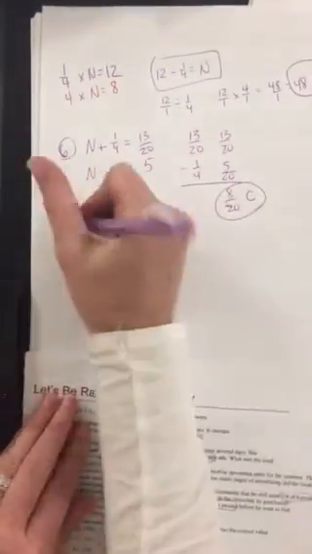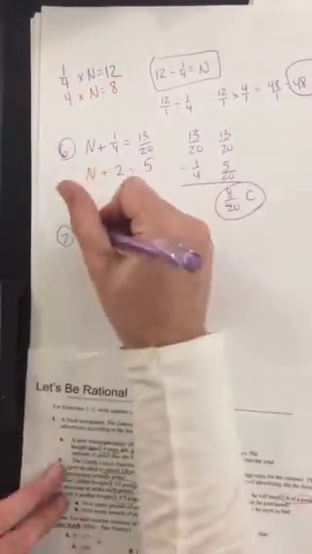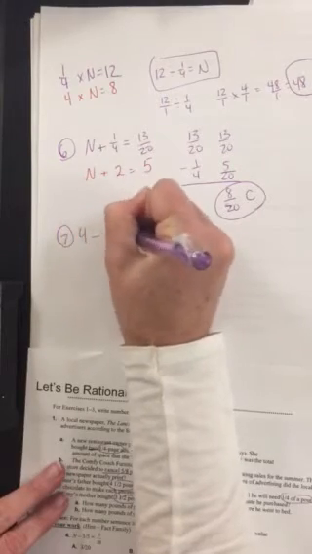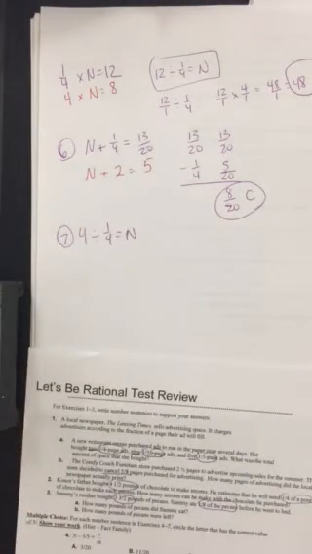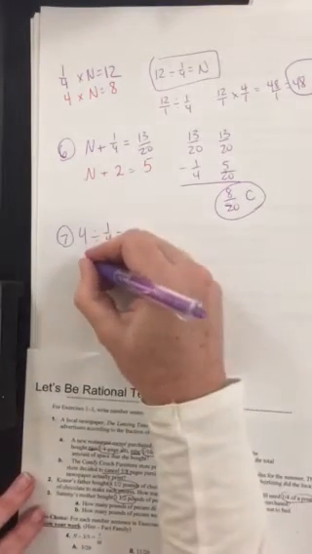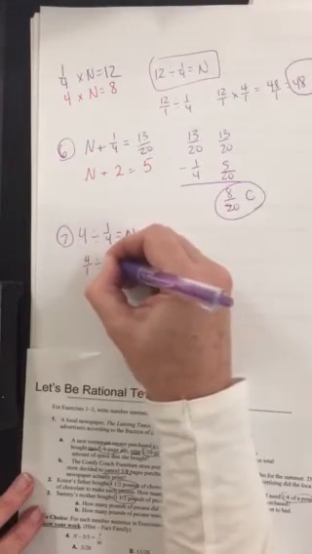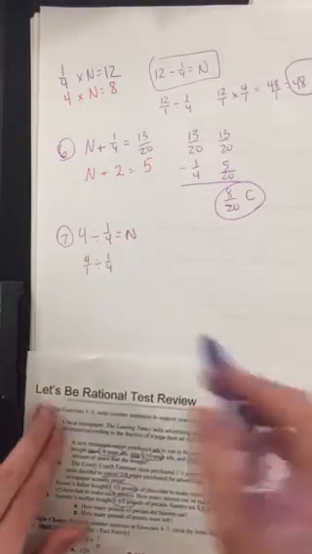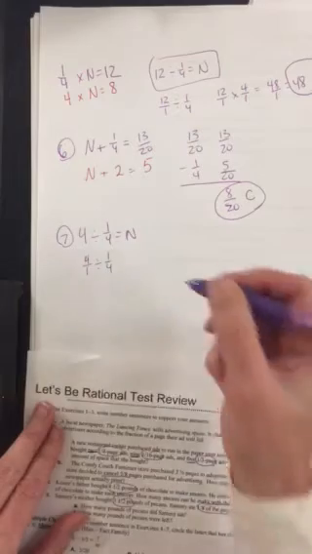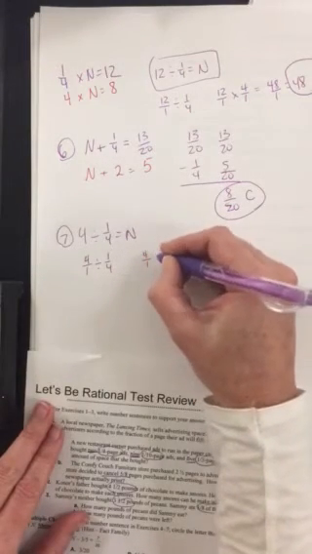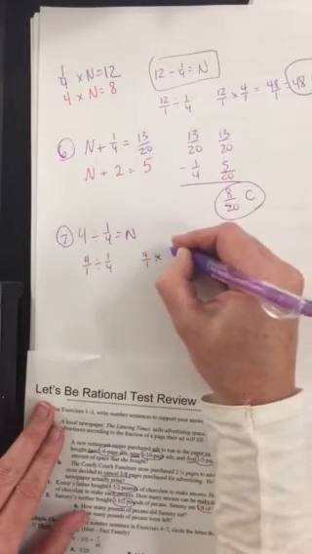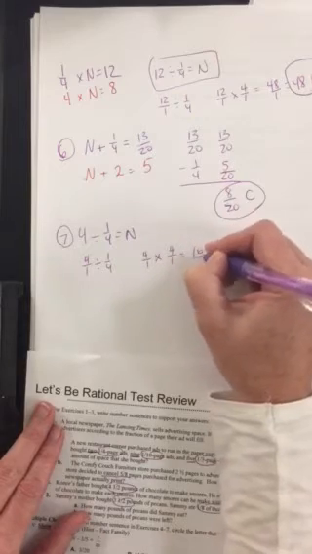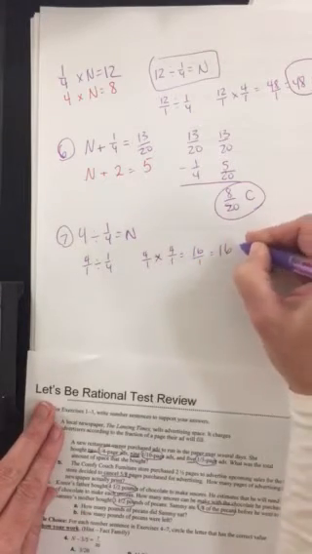Number 7. 4 divided by 1/4 equals n. There's nothing to really do here to figure out. You don't have to write a problem here. It just gave you a problem. 4 divided by 1/4. So I just put 4 over 1 divided by 1/4. When dividing fractions, don't ask why. Flip the second and multiply. $16, which is C.